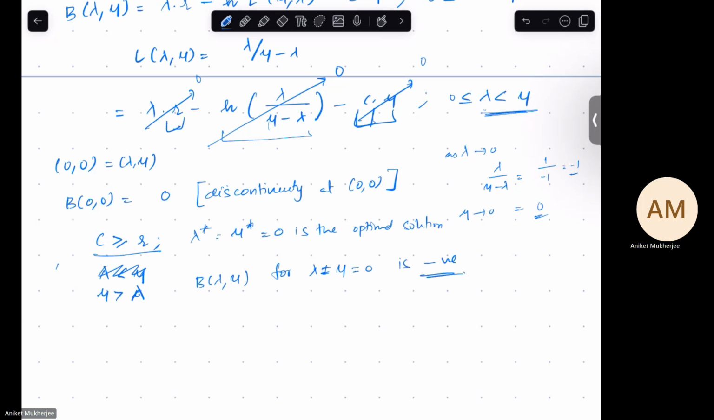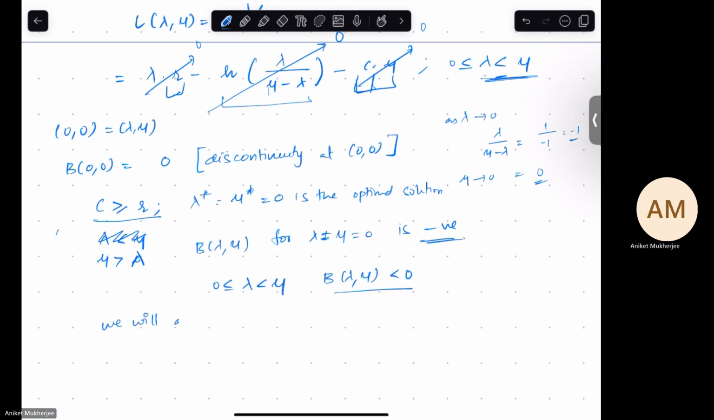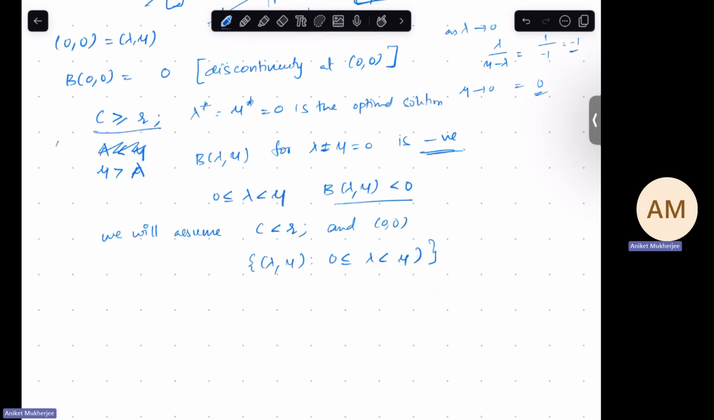And you have the constraint that they can't be equal. So we have 0 less than or equal to lambda less than mu. We have V of lambda comma mu less than 0, right? For this case. So what we'll do is we'll assume C less than R, right? And the 0 comma 0 point is now excluded. And we are just in the region of lambda comma mu such that 0 less than or equal to lambda less than mu. So this set contains all the pairs of lambda comma mu for which V of lambda, mu is greater than 0, right? V of lambda, mu is differentiable over this region, but not everywhere because it has a discontinuity at 0 comma 0, right?